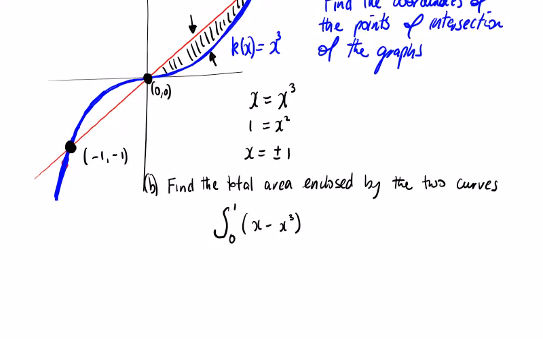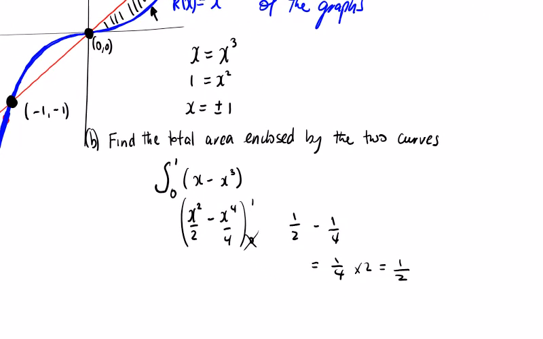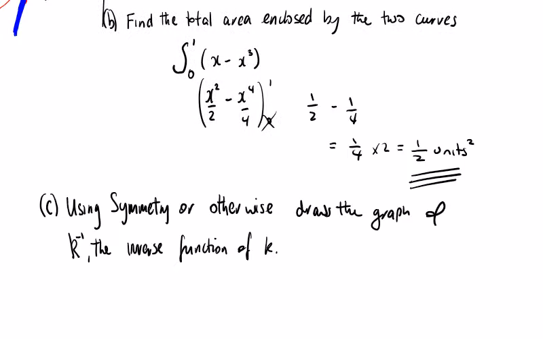So if we integrate x minus x cubed, we're going to get x squared over 2 minus x to the power of 4 over 4, and that's between 1 and 0. Well, the 0 value here is not necessary. We're going to get 0 for it, so we're going to get 1 over 2 minus 1 over 4, which is equal to 1 over 4, and we need to multiply that by 2 to get 1 over 2. We should probably write units squared after it. Units squared. So that's the total area enclosed by the two curves.